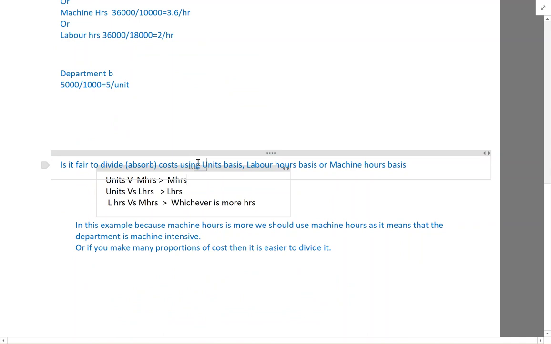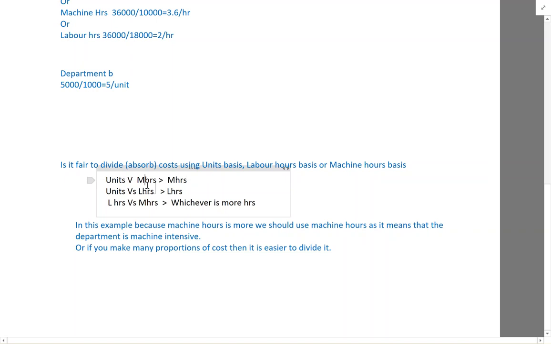The reason that units is not a good way of dividing overheads is because there could be different types of products produced in an organization. If we charge same overheads to units of different volume, different sizes, then it would not be accurate. It would not be equity. It would be equality, but it would not be equitable.